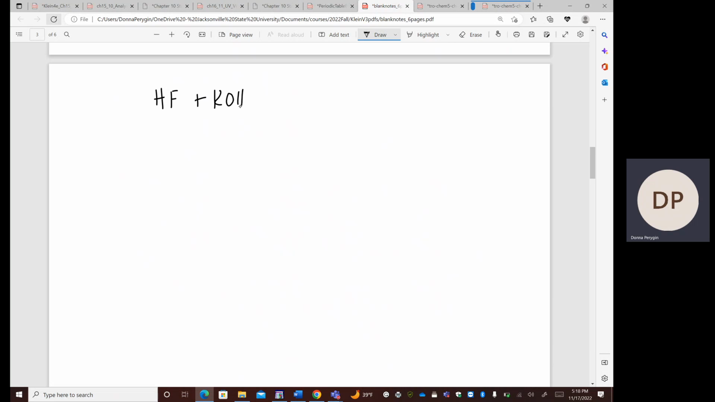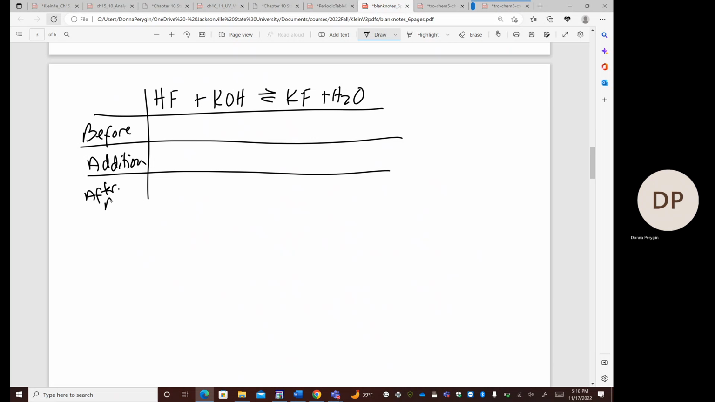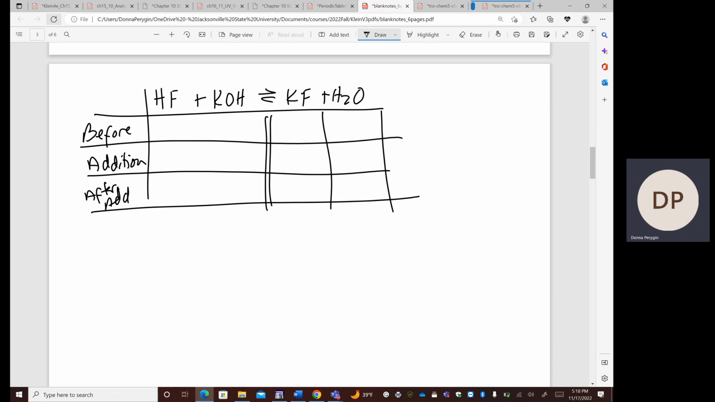HF plus KOH goes to KF plus water. Okay, so this is our reaction. Now we're actually adding our base and we're getting a reaction. So before the addition, we have a line. Our addition, we have a line, and our after addition, we have another line. And we need to calculate our amounts at each point. So we're starting with this many moles.